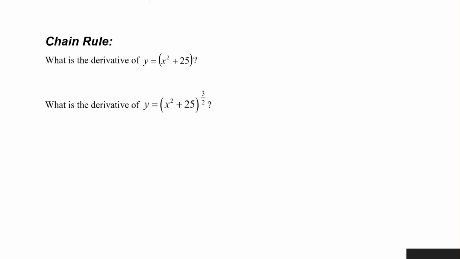If you have to take the derivative of this polynomial, y is equal to x squared plus 25, we know that we take the derivative of each individual term. The derivative of x squared is 2x, the derivative of 25 is 0, so 2x plus 0 is just 2x.